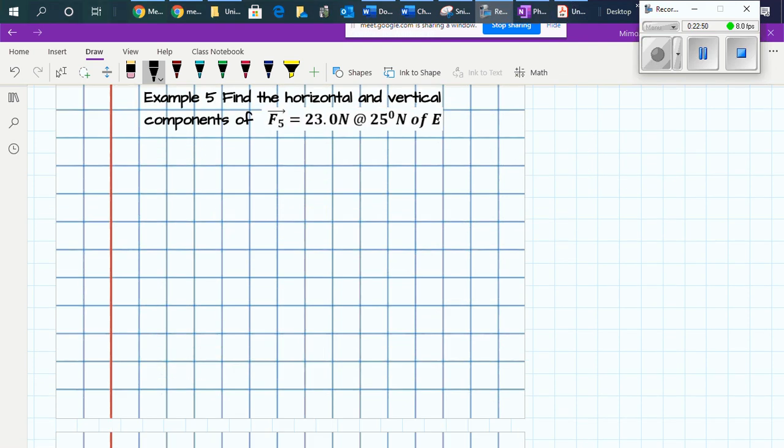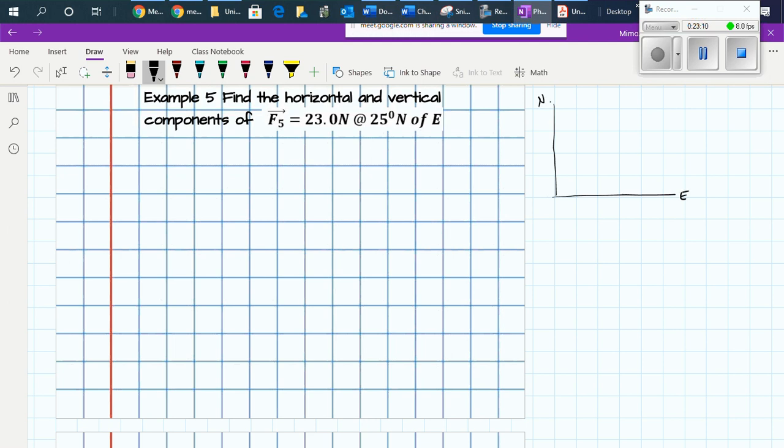Let's move now to the next example. So we have an F3 with a magnitude of 23 newtons at 25 degrees north of east. So it is between north and east.